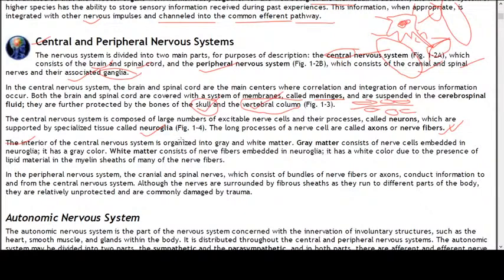The interior of the central nervous system is organized into gray and white matter. The nervous system consists of either gray matter or white matter. Gray matter consists of nerve cells embedded in the neuroglia. It has gray color, so it's called gray. White matter consists of nerve fibers embedded in the neuroglia. It has white color due to the presence of a lipid material in the myelin sheath of many nerve fibers.